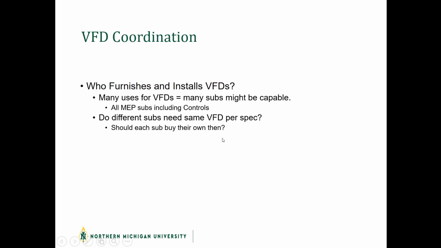So different subs may need the same exact VFD per the spec. You might have one VFD that 3 different subs need. Then we have to determine, do we each buy our own and have them install their own, or do we buy a package unit and then coordinate that? Do we have one person that buys all of them and then they all install their own? We've got to figure out all that kind of stuff across the board. Different projects require different things. If we have 15 VFDs, it might make sense to have one company, maybe your controls company, purchase them all.